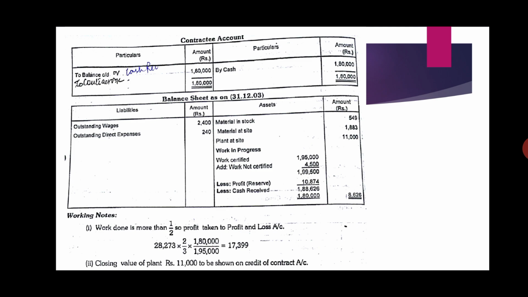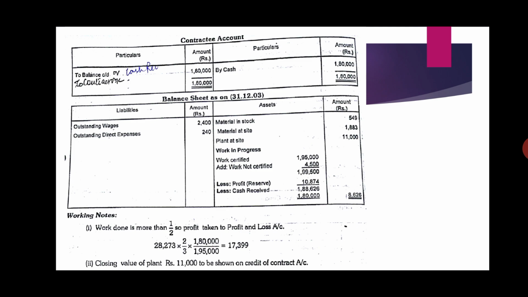Now how to prepare the contractee account? You have to mention only two major things, one on the debit side and the other on the credit side. Start from the credit side of the contractee account: by cash received, by cash. So by cash 1,80,000.